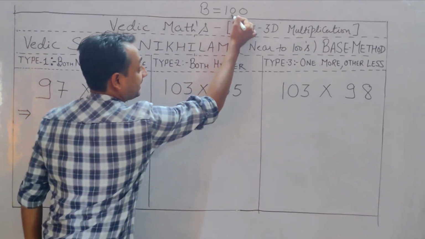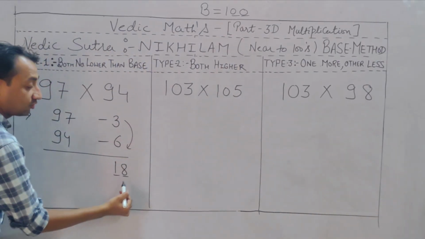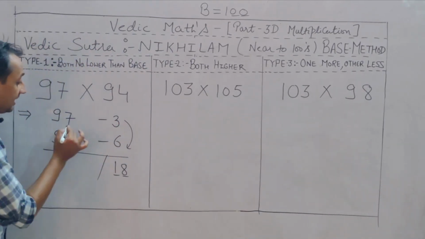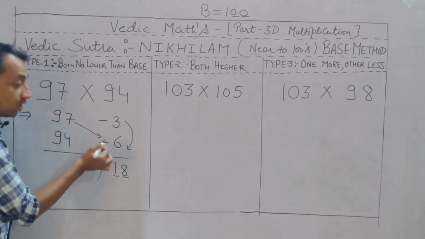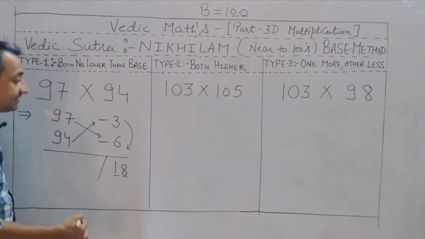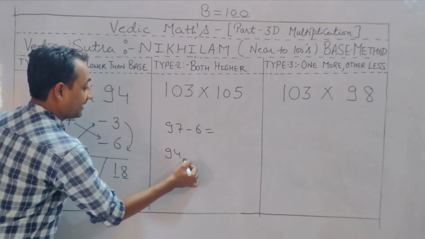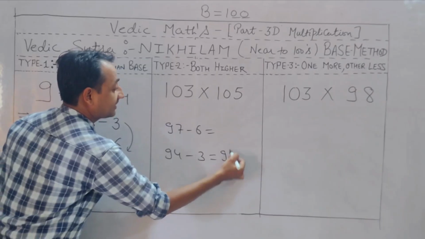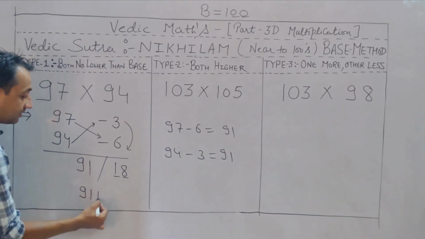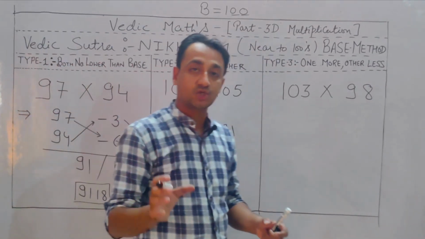And with base 100, this time we will take two digits on the right hand side. We take the two digits 18, and I am writing a slash here. Now, if we subtract 6 from 97 or subtract 3 from 94, in both cases we get the same answer, 91. Correct? So the final answer is 9118. This is the easiest multiplication of 97 and 94 in a very few seconds.